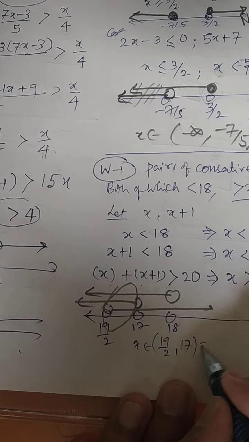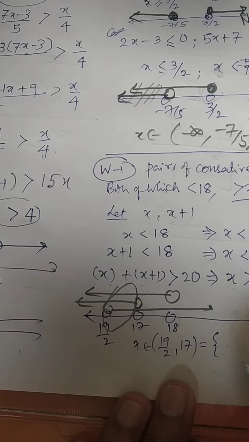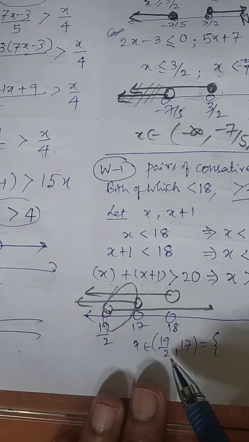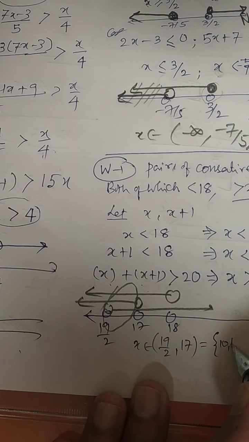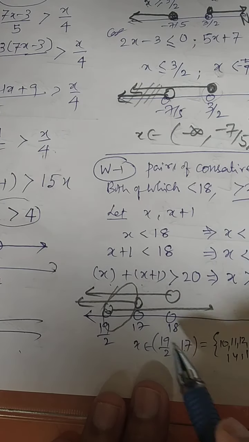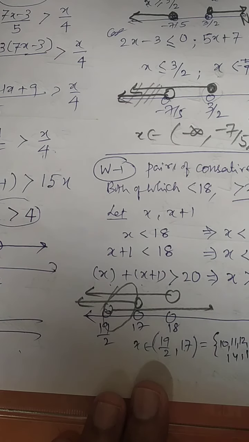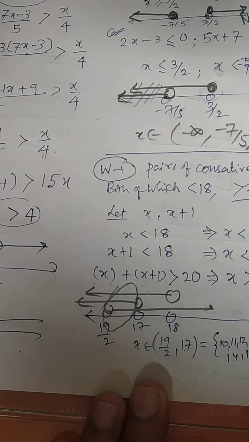Now you should write the integers we want. Integers greater than 19/2: 8 point something or 9 point something, so the first number will be 10, then 11, then 12, then 13, then 14, then 15, then 16. Shall I take 17? No, it is open. Now, pairs you want, and there is a word given as odd.